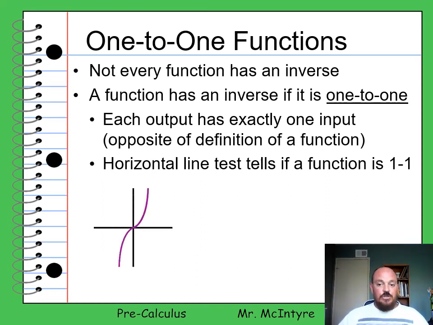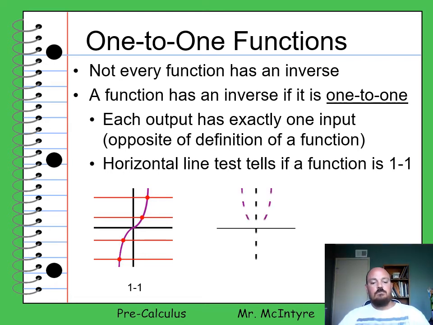This is x cubed from our library of functions, from the first section of the book. And I said, this one is one-to-one. I drew in some red lines there just to show I can draw as many as I want. There's no horizontal line anywhere that's going to cross that graph more than once. So it is a one-to-one function. Now this one is not one-to-one. I draw in that red line right there, and immediately it crosses more than once. So the parabola is not one-to-one.